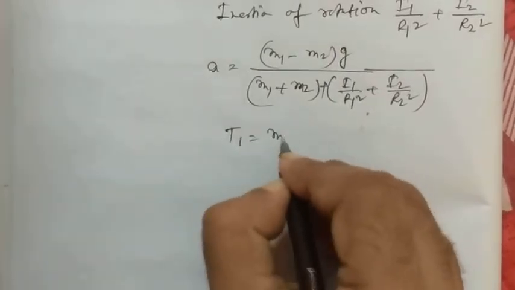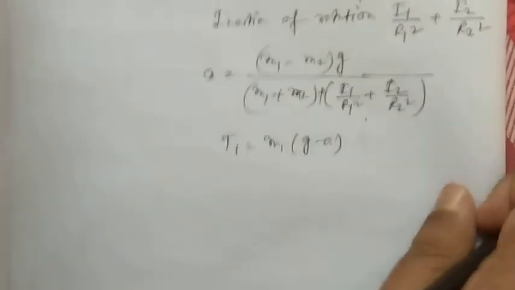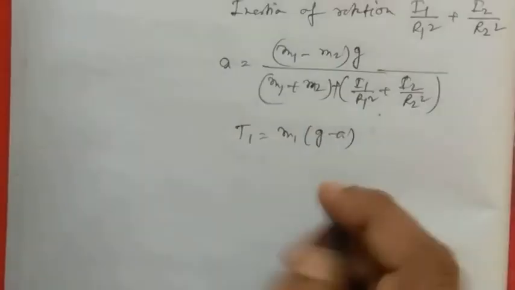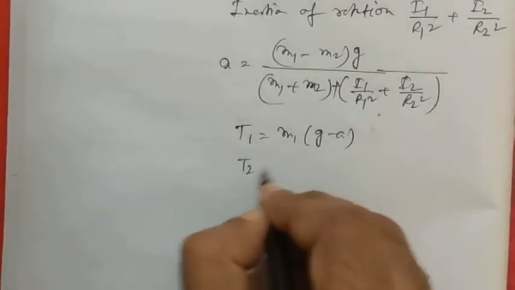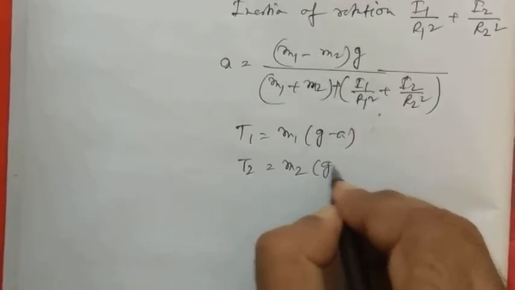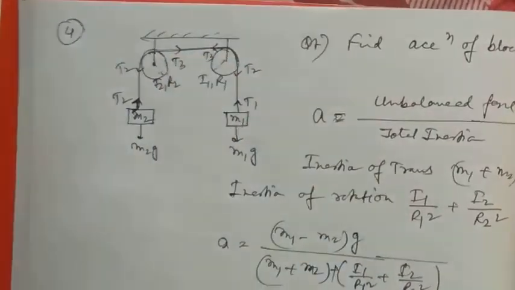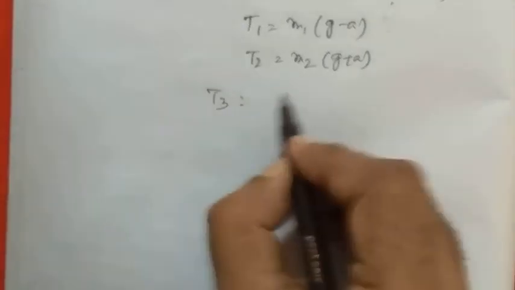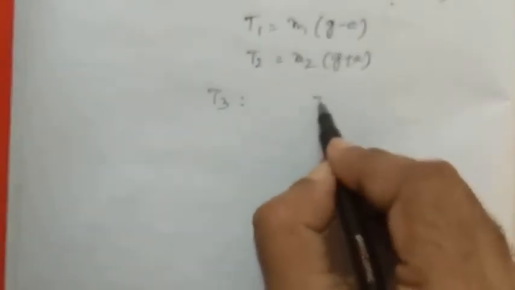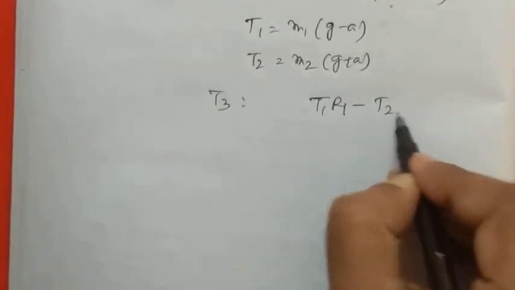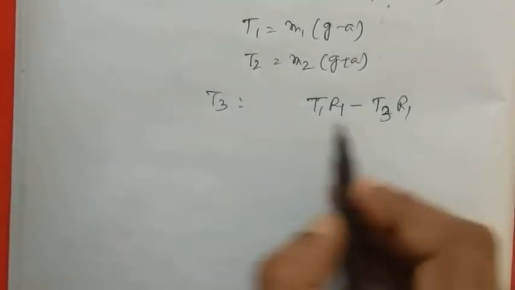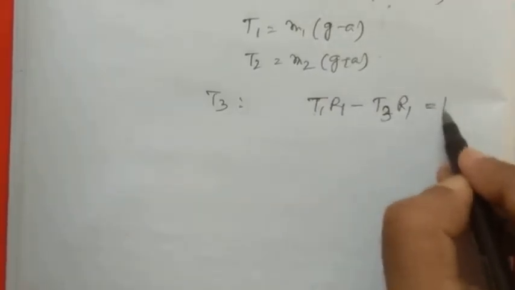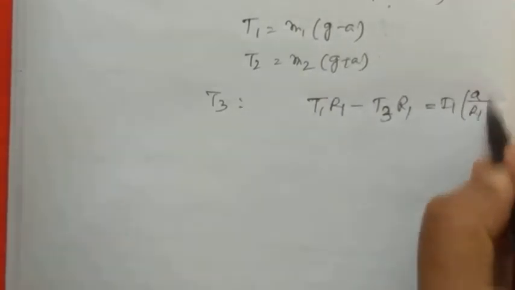T1 is equal to m1 into (g minus a), and T2 is equal to m2 into (g plus a). Now to get T3, which was the tension force acting between the two pulleys, we can write the equation as T1 R1 minus T3 R1 equal to I1 a by R1. So this is the answer.